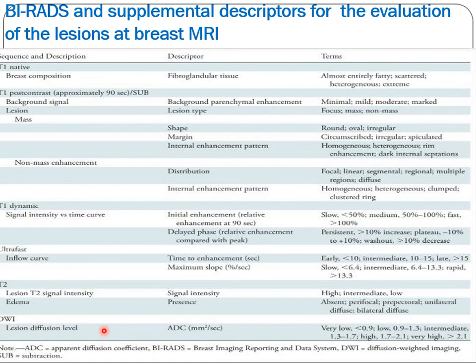For example, in T1 weighted native, breast composition is very important to state, its fibroglandular classification, for example almost entirely fat, as I told you. And then in T1 post-contrast, approximately 90 seconds, subtracted, background signal is very important to talk about. Background parenchymal enhancement, and give it a classification. Also any abnormal enhancing lesion, if you see it, like a focus, mass, or non-mass enhancement.